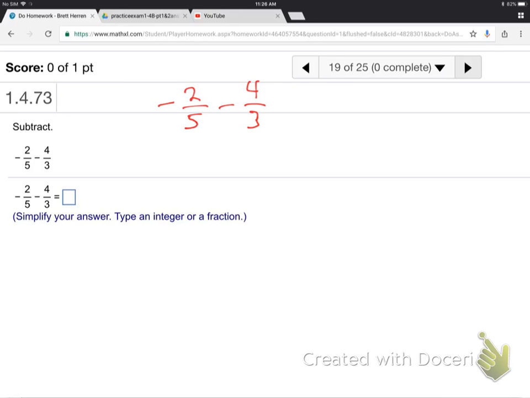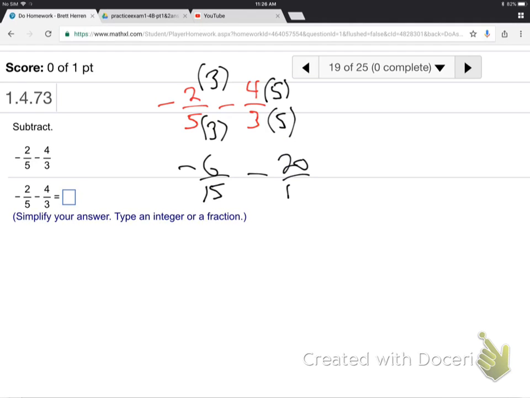Okay, so we got to multiply by the other denominator, right? So that would be 3 top and bottom here, and 5 top and bottom there. Just do the other one and make a common denominator there. So that'd be minus 6/15ths, and this will be 20/15ths, like that. Okay, so we got the common denominators. Now we're ready to combine them together. It's going to be a 15.